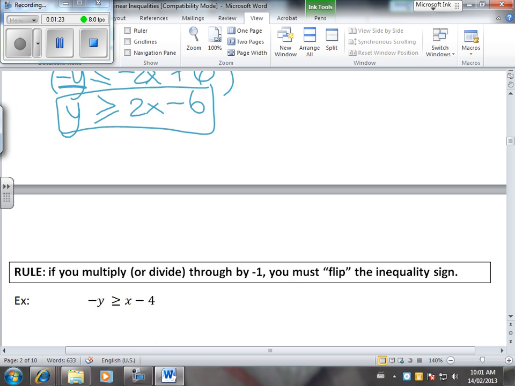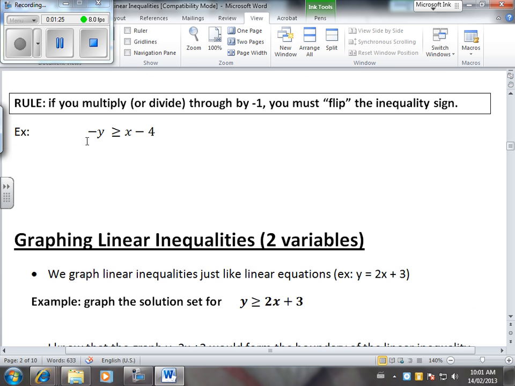And here's the rule written down. And again, this is an important rule. It will make a huge difference moving forward. Okay, so anytime you multiply or divide by -1, flip the inequality sign.